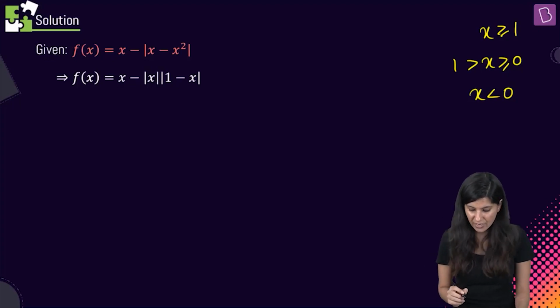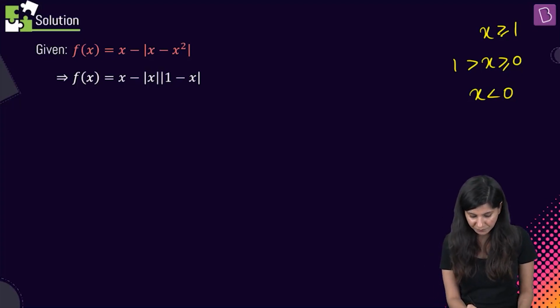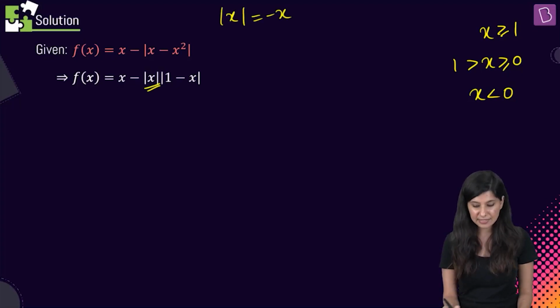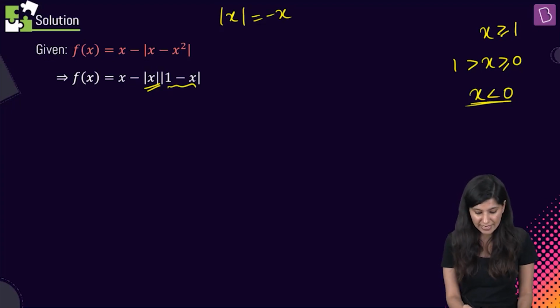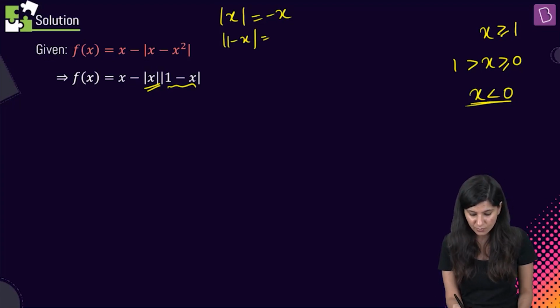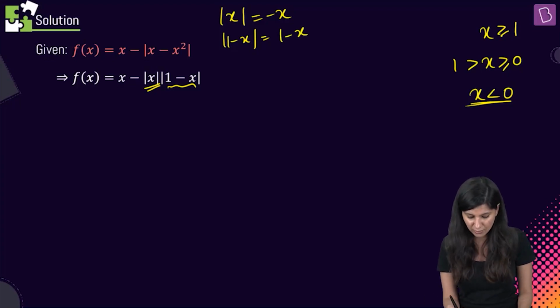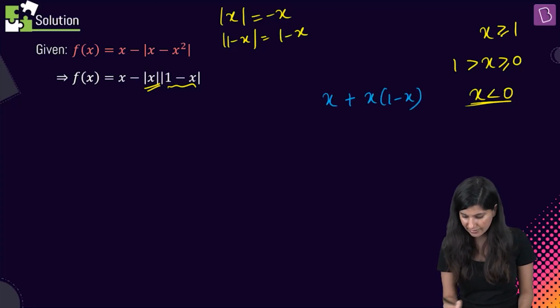Now you tell me, when x is negative, then modulus x would be what? Modulus x would be minus x when x is negative, right? And what about 1 minus x? So when x is negative, this 1 minus x would still be positive. So 1 minus x this time is the same 1 minus x. So if I put it over here, f of x would be equal to x plus x times 1 minus x.